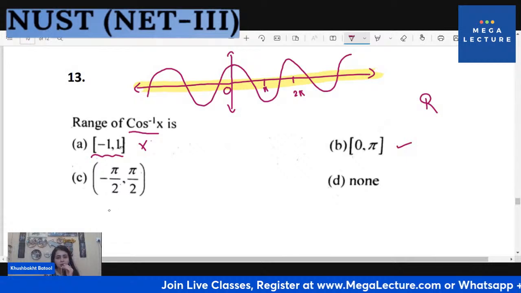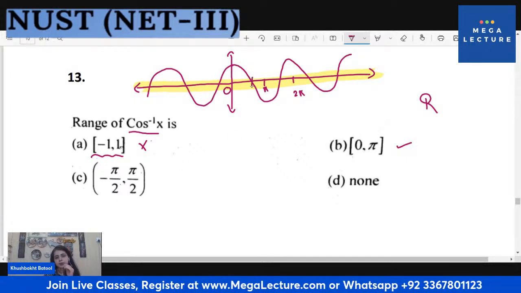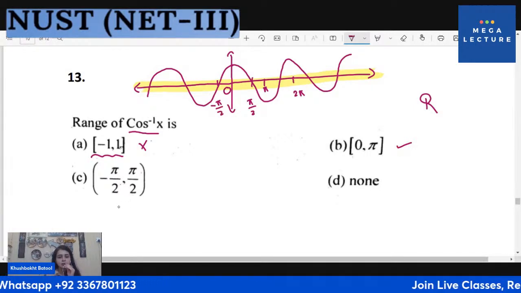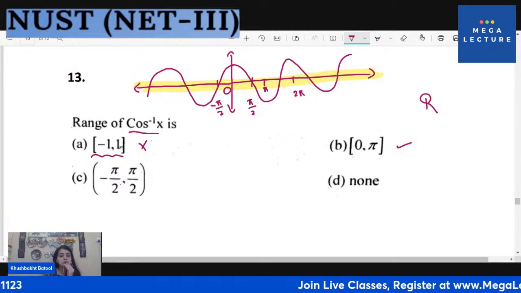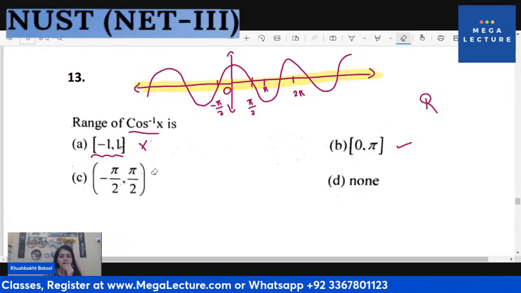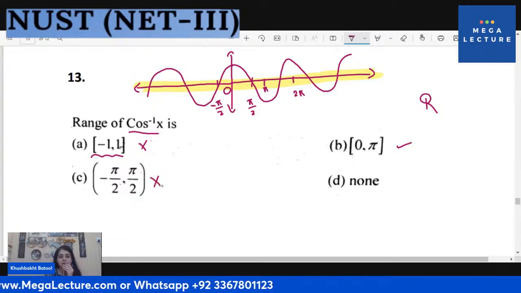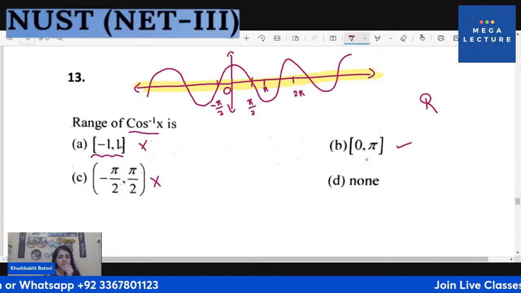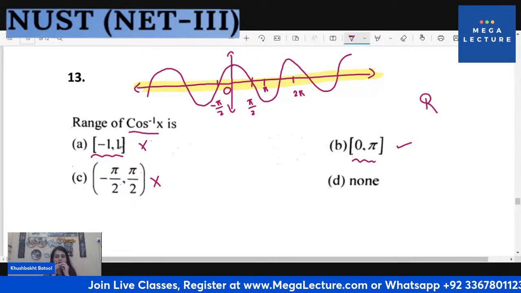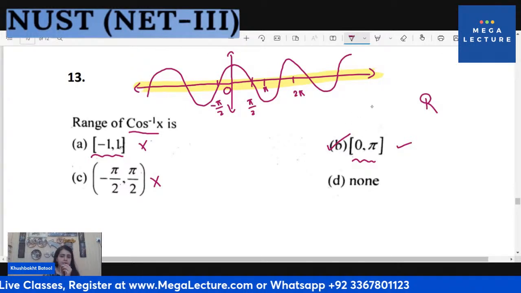C again. Now, if we talk about C, this value is pi by 2. This value is minus pi by 2, and for the domain, minus pi by 2 and pi by 2 are also included. So these brackets are basically saying that everything between these numbers is valid, but not minus pi by 2 and pi by 2, right? That is why it is wrong. And then D, you cannot say none because this can be the correct domain. It is completely fine to have some portion of the domain and not the entire domain. So the answer is going to be B in this case.